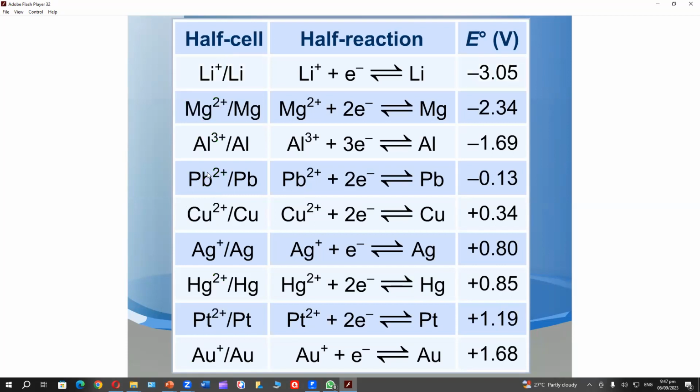For example, metallic copper can reduce ions of silver, mercury, platinum and gold, but does not react with ions of magnesium, aluminium or lead. This conclusion can be summarized by the statement: low reduces high, high oxidizes low.